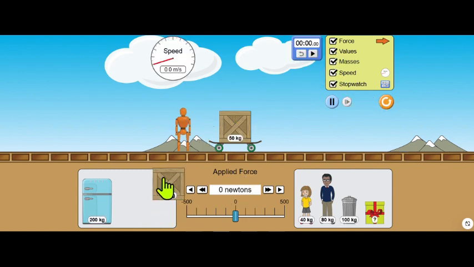So we increase the mass to 100. The 50 plus 50 is 100. So this is the weight or the mass, how heavy the object is. And we are going to push it and see. Now, shall we start? Boom, let's start.